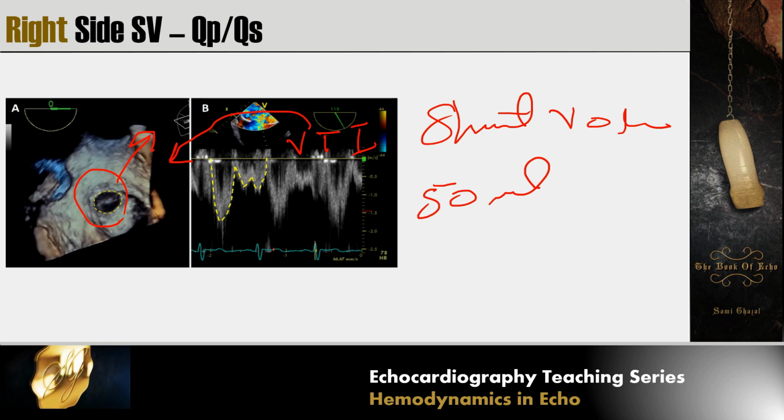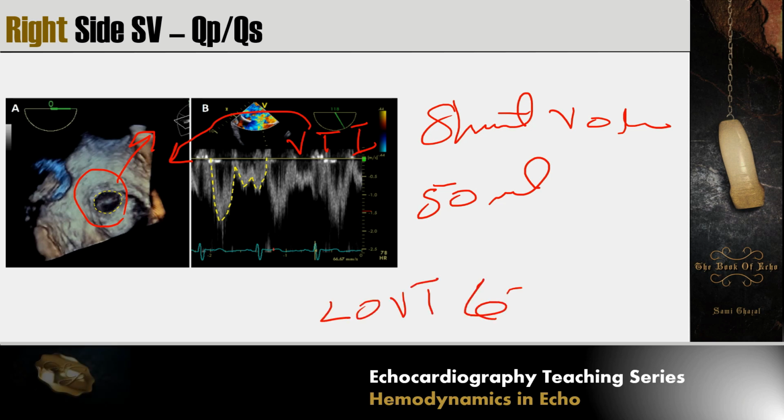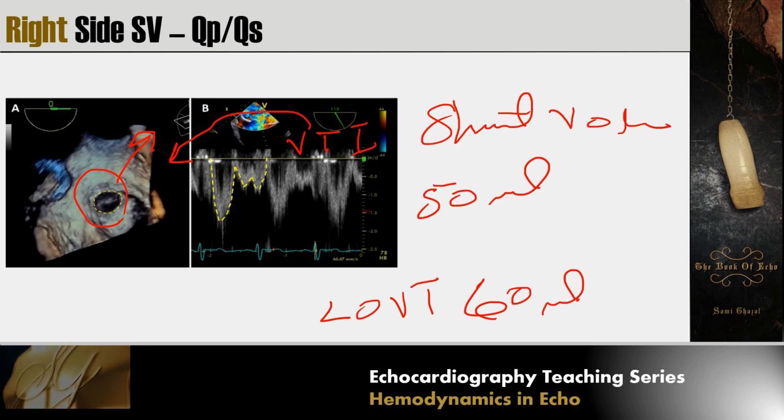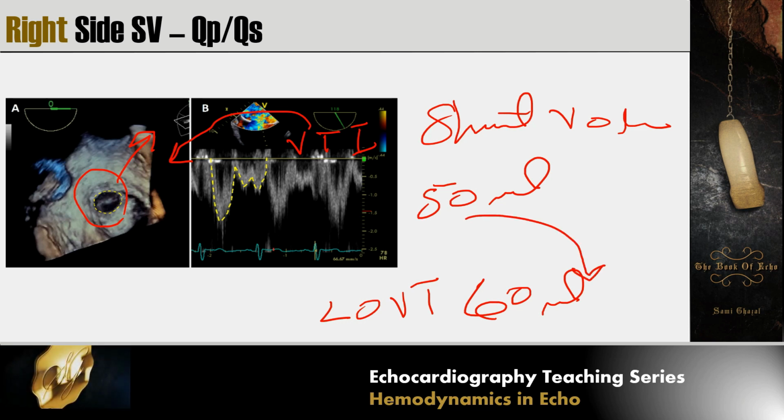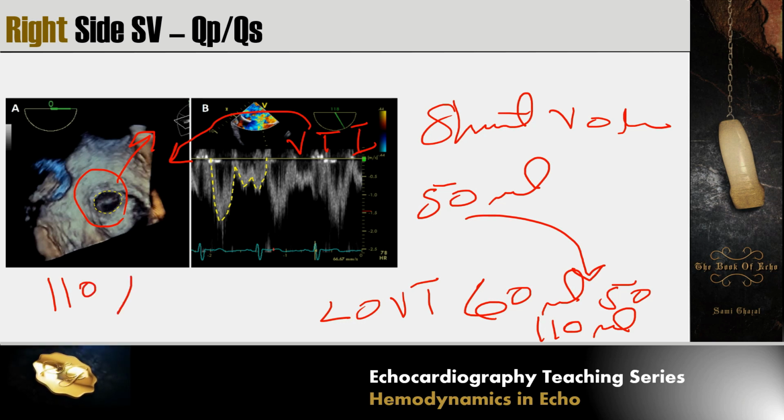So now QpQs will equal, let's say you measured the LVOT stroke volume and it is 60 ml. Okay, so the right side stroke volume will be 60 ml plus the extra 50 it received from the left side. It will be 110 ml, and QpQs will be 110 divided by 60.